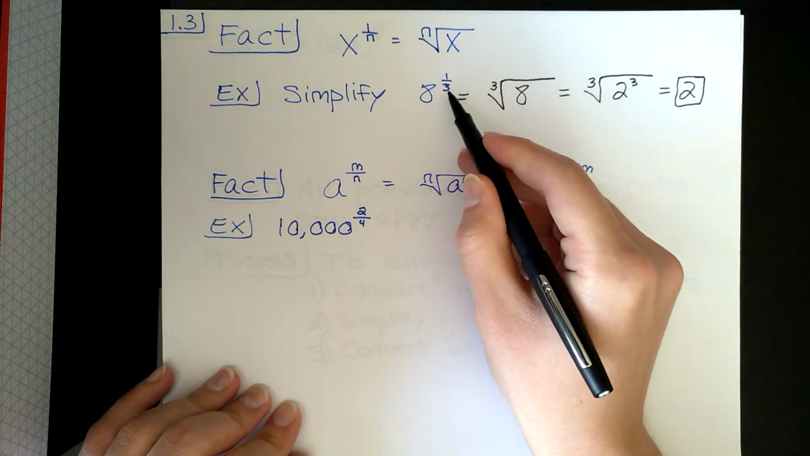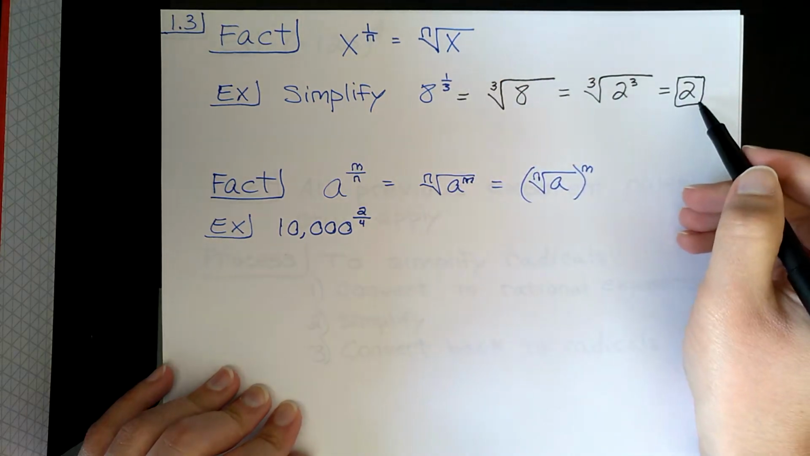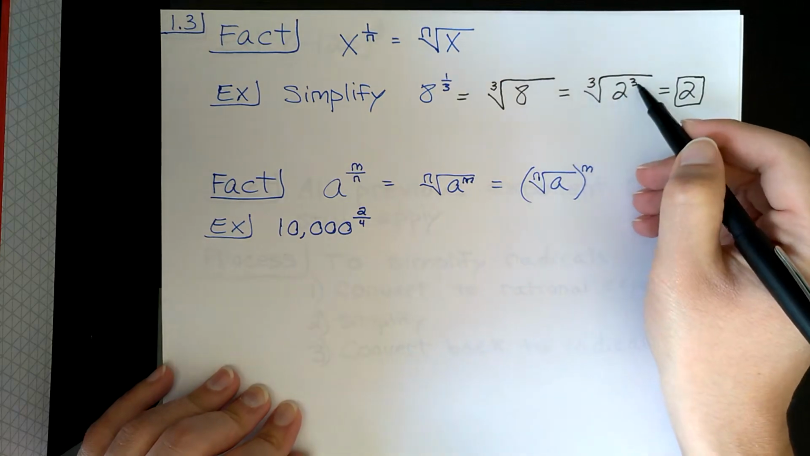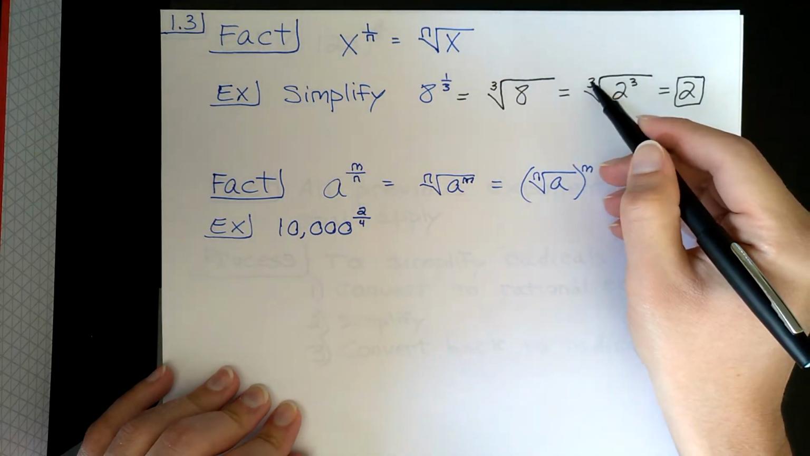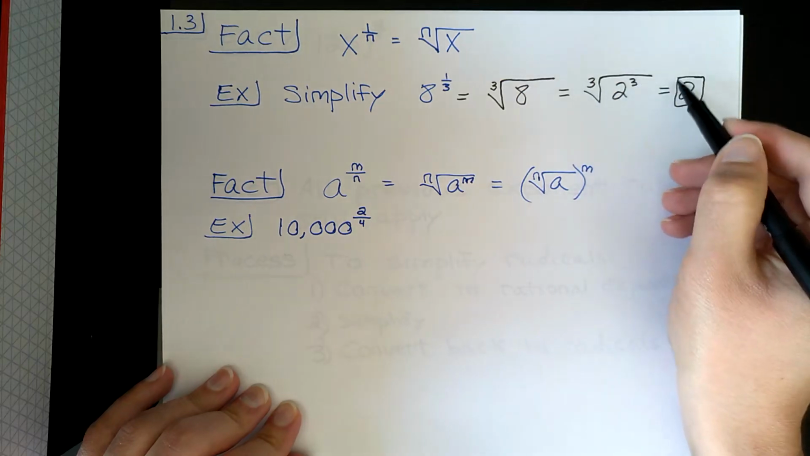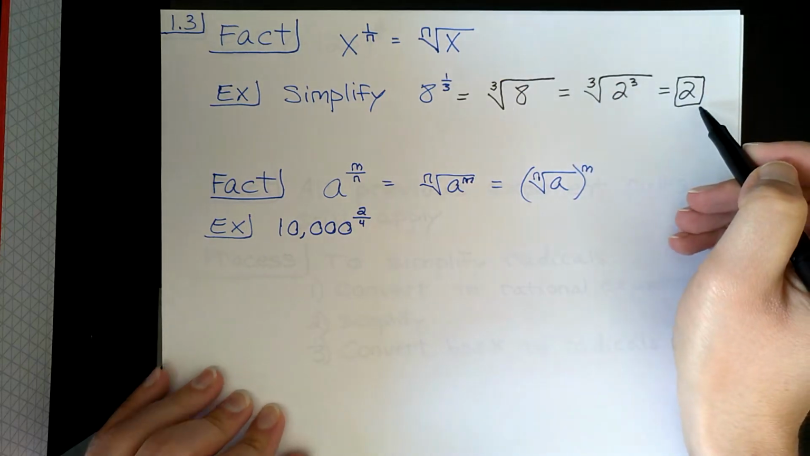So 8 to the 1/3 power is just 2. Remember, if this were an even power, so if this were a 4th root and this were a 4th power, it would be the absolute value of 2.